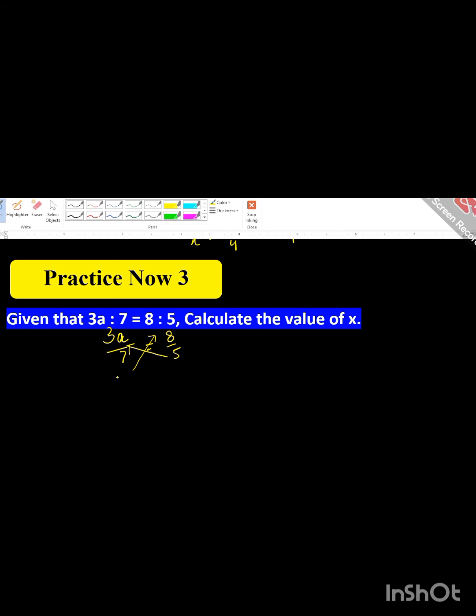So what we get? 5 3s are 15a and 8 7s are 56. Now divide by 15 on both sides. We will get a is equal to 56 over 15. So again we have to change this into mixed numbers. 56 divided by 15, 15 3s are 45, your remainder is 11, so your answer is 3 and 11 over 15.